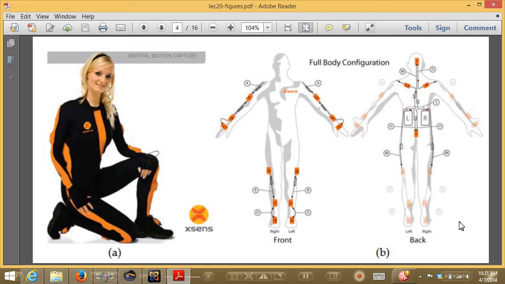Like your phone definitely knows how you're accelerating. In theory, couldn't you strap 20 iPhones to your body and use the accelerometers? Well, there are some inertial motion capture systems now that are along those lines.